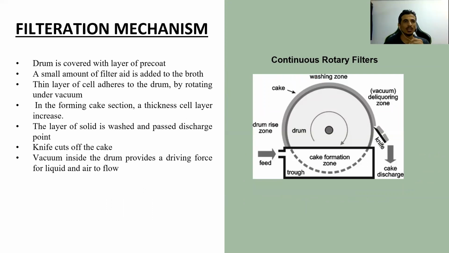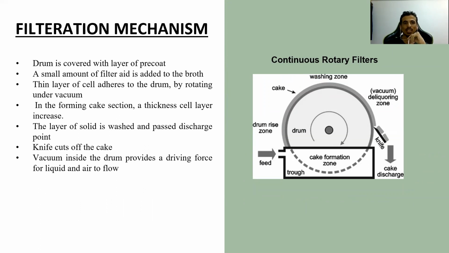Okay, thank you. For the filtration mechanism, let's explain the most widely used filtration in the fermentation process, which is the continuous rotating filter. Firstly, the drum is covered with a layer of pre-coat, and a small amount of filter aid is added to the broth before the broth goes to the drum. And then a thin layer of solid adheres to the drum by rotating under a specific vacuum.